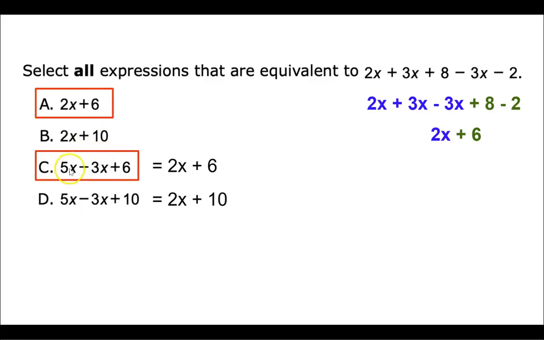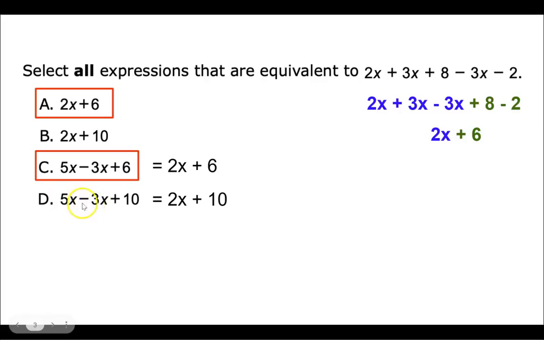And then choice C, we have to combine the like terms. The like terms are 5x minus 3x. So 5 minus 3 is 2, and you have the x right next to it. So that leaves it with 2x plus 6. The 6 doesn't have an x by it, so we cannot combine these terms. So you're left with 2x plus 6, which is exactly equivalent to this expression. So that's why C is correct.